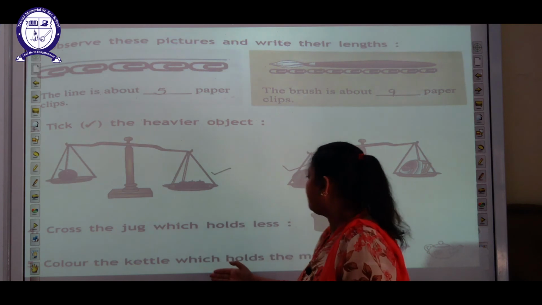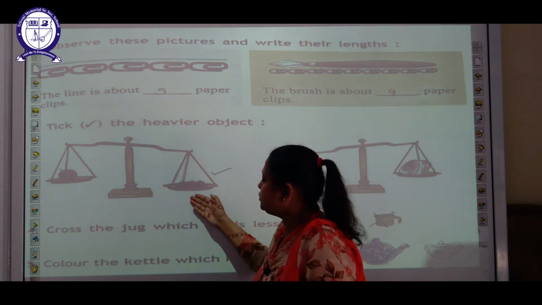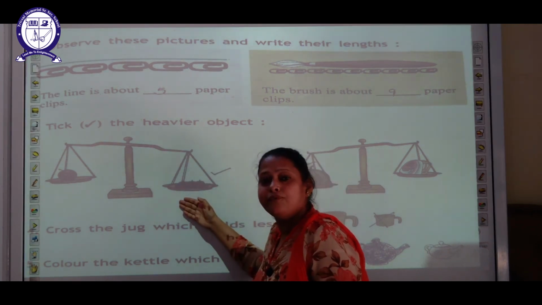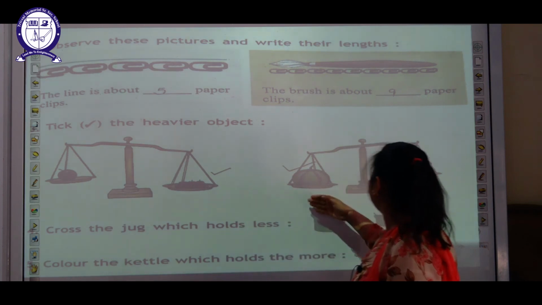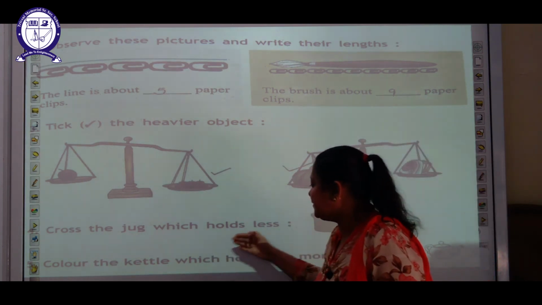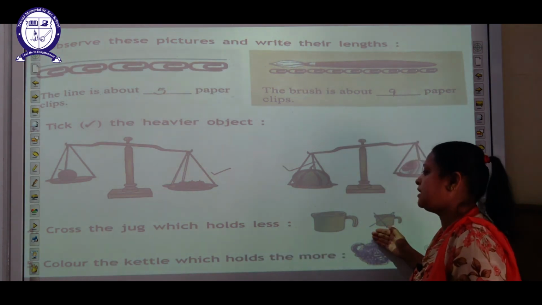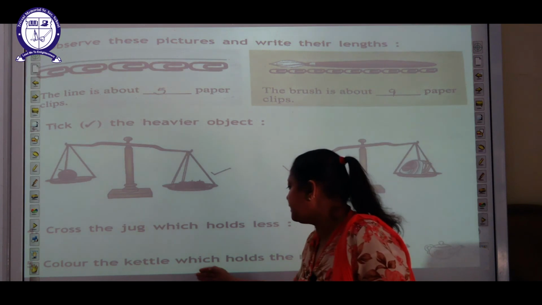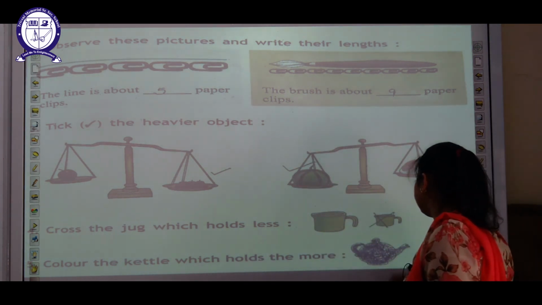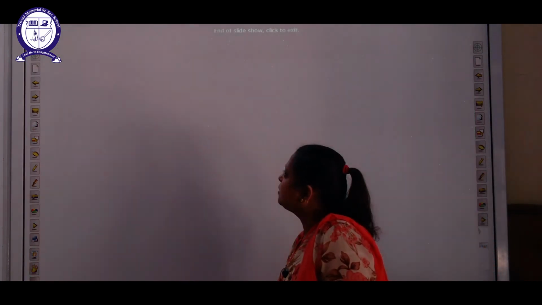Take the heavier object. Which is the heavier object, student? Okay, this shows it, because this pan has moved downward. In this it shows it is the heavier object. Cross the jug which holds less. Which holds less, student? This jug holds less. Now color the kettle which holds more. Which holds more, student? Yes, this kettle holds more.